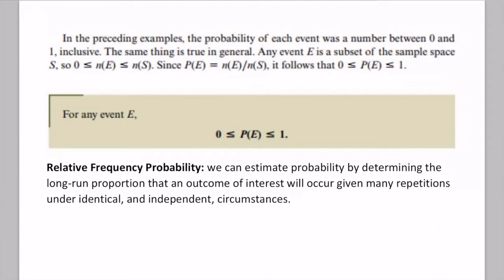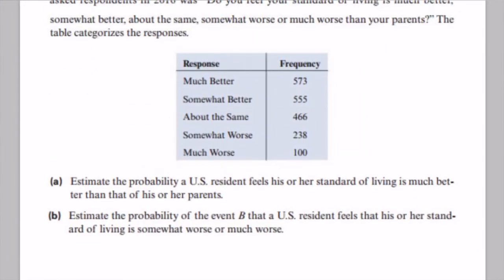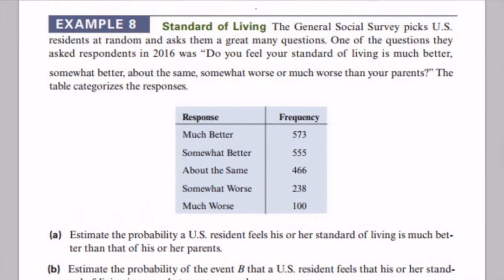Relative frequency probability. We can estimate probability by determining the long-run proportion that an outcome of interest will occur, given many repetitions under identical independent circumstances. So this is what all this means.